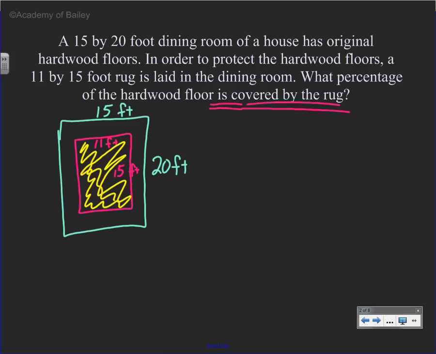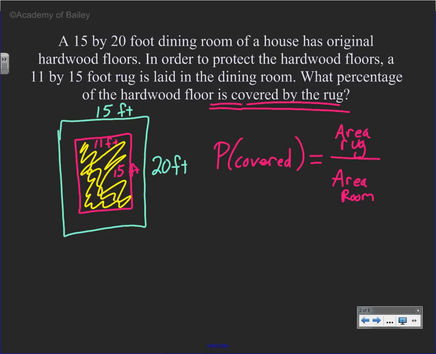So when you find the probability of being covered, your favorable event would be the rug, and your total would be the room. This is the area of the rug over the area of the room. And so you go ahead and calculate this.